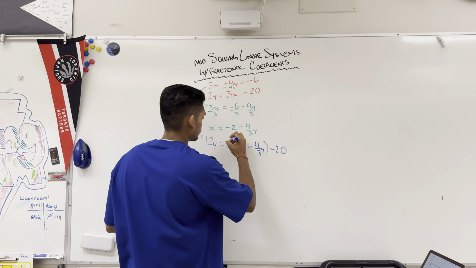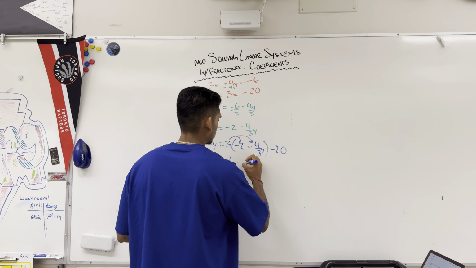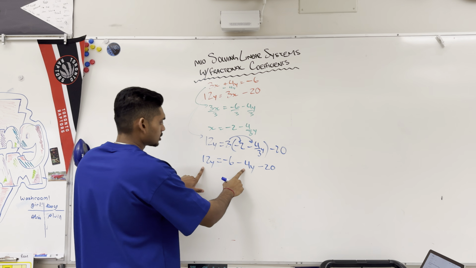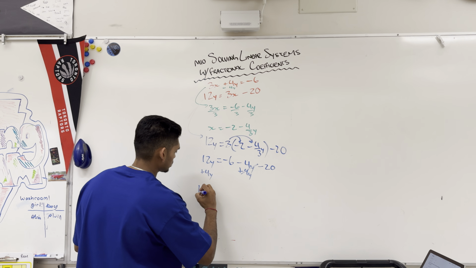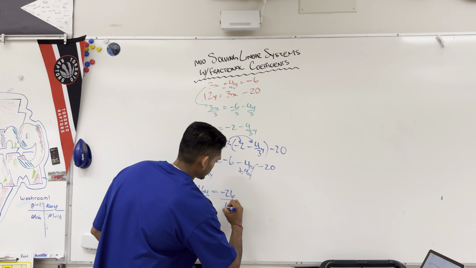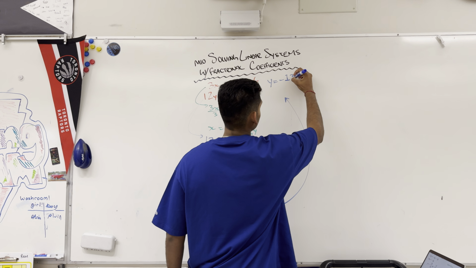Let's get rid of the brackets first. Multiply in. 3 times negative 2, negative 6. 3 times negative 4 over 3, well, that just cancels out the denominator, leaving us with negative 4y. We still have a negative 20 over here, and we still have a 12y on this side. Let's combine the y's like terms. Okay, so let's put 4y on this side, giving us 16y. Over here, negative 6 and negative 20 become negative 26. Cool. Now we just have to divide by 16 to get rid of that, giving us y equals negative 26 over 16. We can further simplify that into y equals negative 13 over 8.